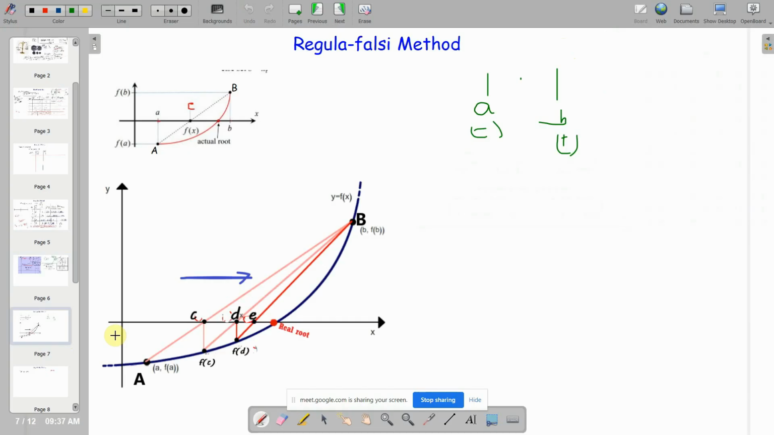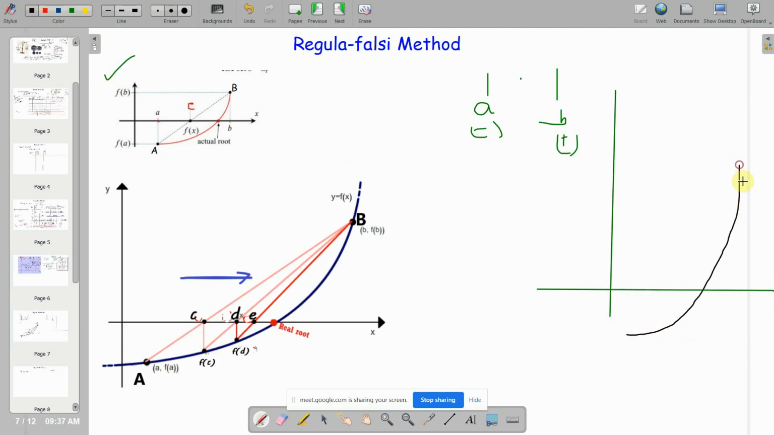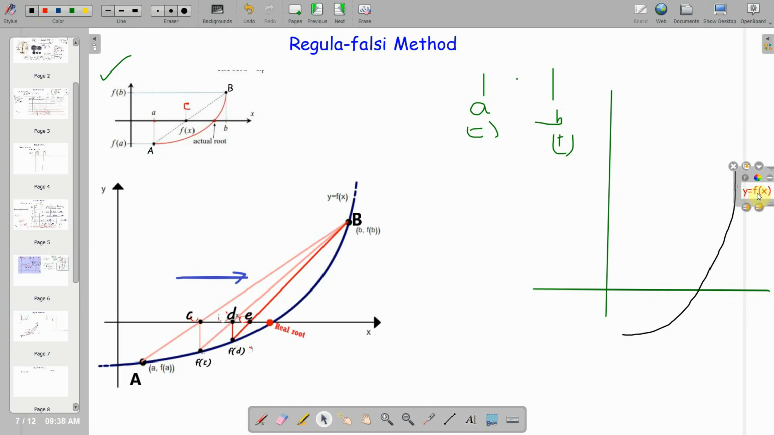To start the iteration for methods like Regula Falsi or Newton-Raphson, we have to determine the interval in which the root lies. After that, I am taking an example. Let's consider this figure, a nonlinear function. This is a curve y equals f(x), the black curve.